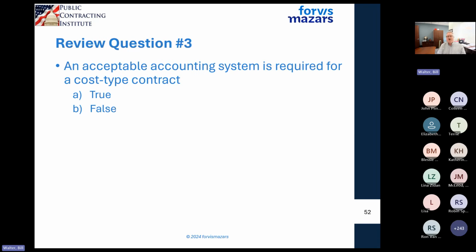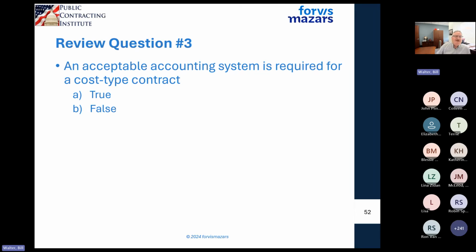Okay, our third review question is, an acceptable accounting system is required for a cost type contract. Is this true or is this false? Okay, so, and this is, James asked a good question before with a cost reimbursement, commercial contracts. Can I or can't I? Okay, so this is a definitive. An acceptable accounting system is required for a cost type contract. Is that true or is that false?